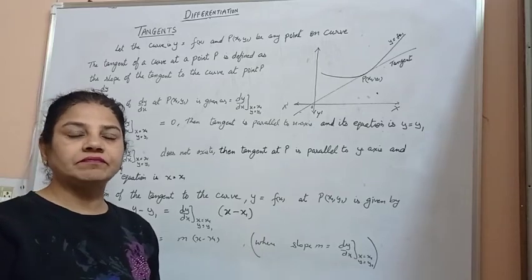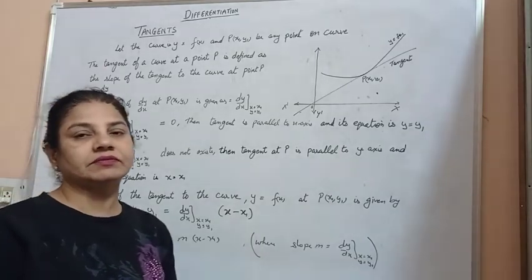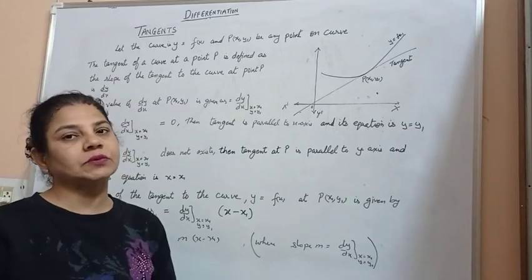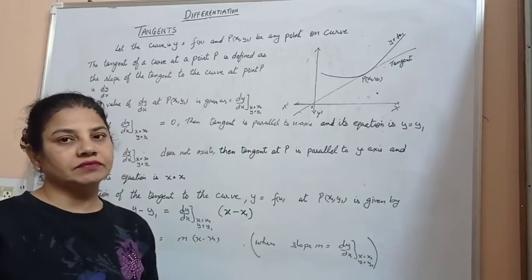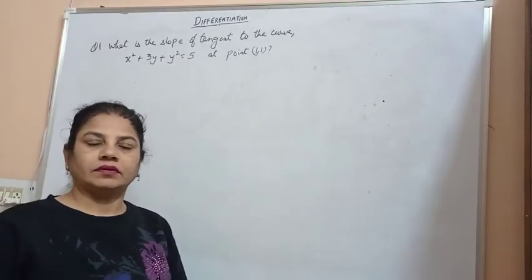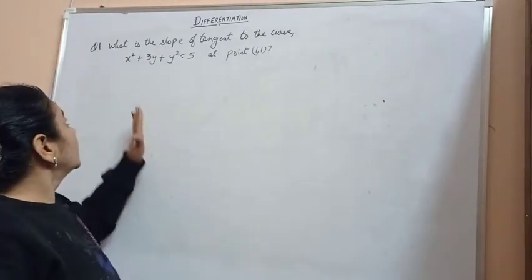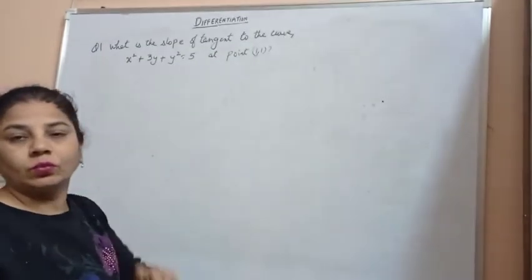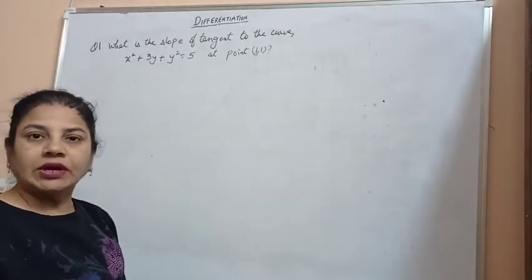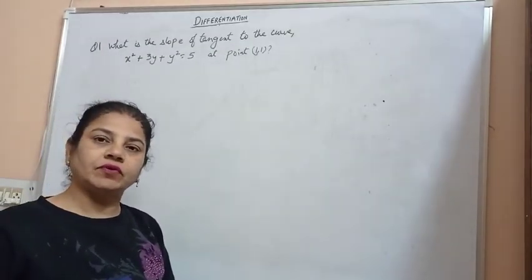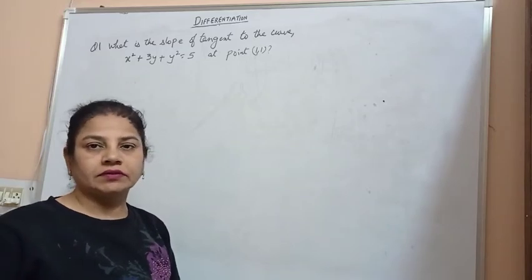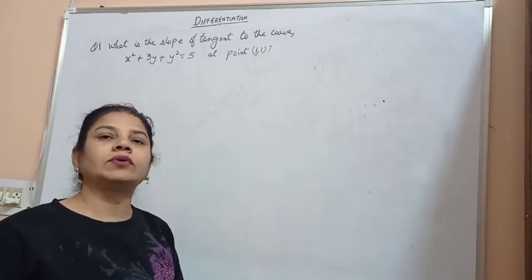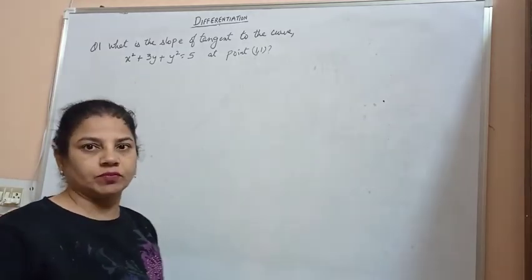Let us proceed with a few questions on it, so that the slope of tangent as well as the equation of tangents to the curve is more clear to us. Question 1. What is the slope of the tangent to the curve at point (1, 1)? To calculate the slope of the tangent, first of all, we find the derivative of the given curve. Or you can say the derivative of the given curve is the slope of the tangent.